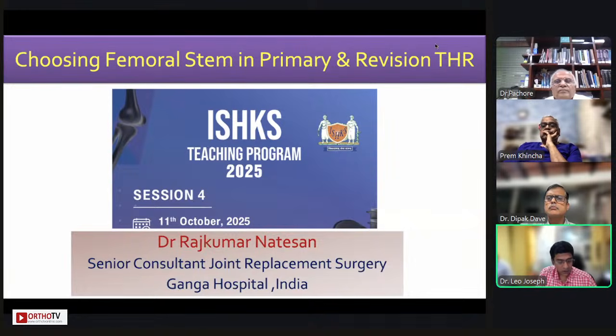Today's teaching session is going to be started off by Dr. Rajkumar, Senior Consultant Orthopaedic Surgeon from Ganga Hospital, Coimbatore. He's going to be talking on choosing the right kind of femoral stem in primary revision THR and what are all the nuances that one needs to consider in deciding on what type of stem to be used in a particular case. So I hand it over to Dr. Rajkumar. Dr. Rajkumar, please go ahead.